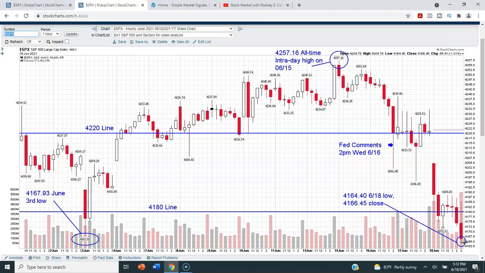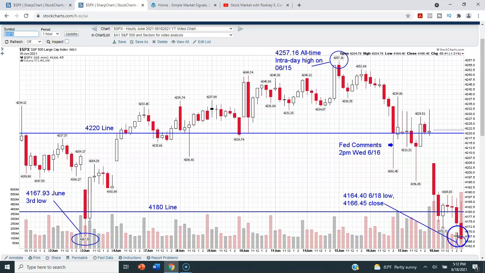Again, the fact that it was options expiration, I think, contributed to the volatility. We will, of course, need to watch and see next week what's going to happen. So, if we can get back above 4180 Monday or Tuesday of next week, we might be all right, at least for a little while.